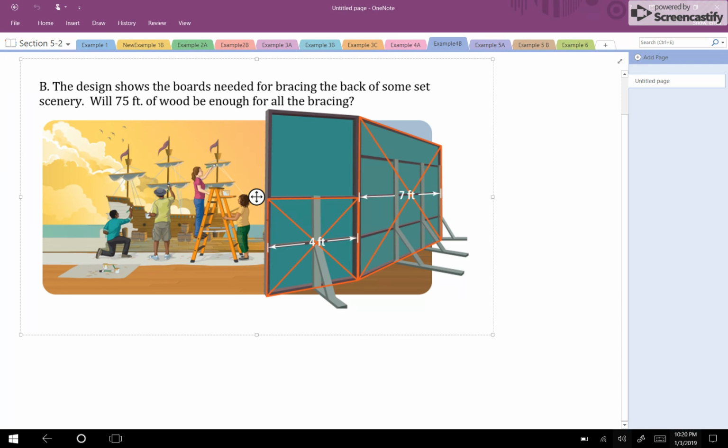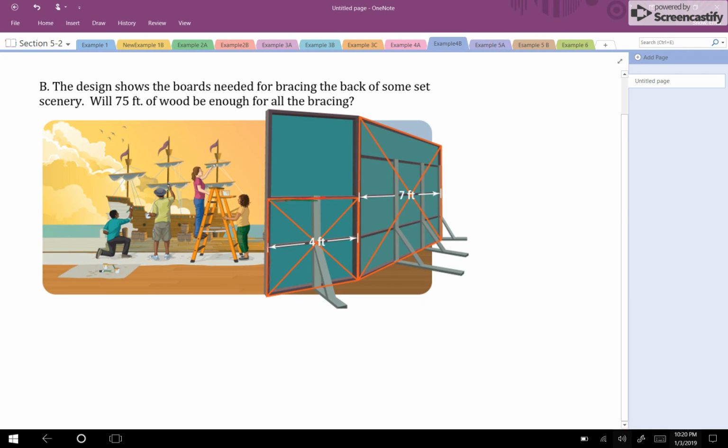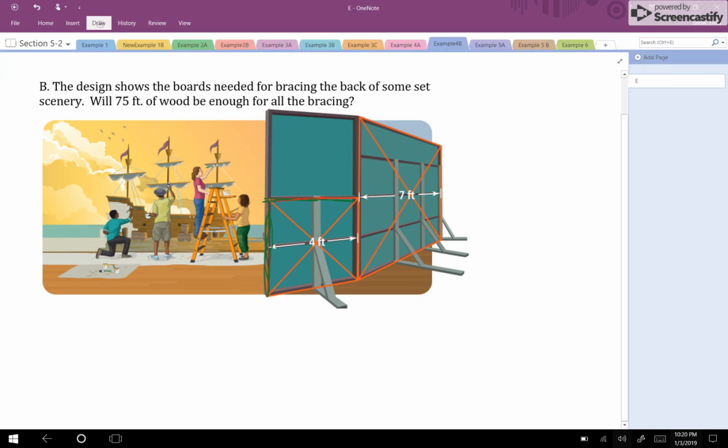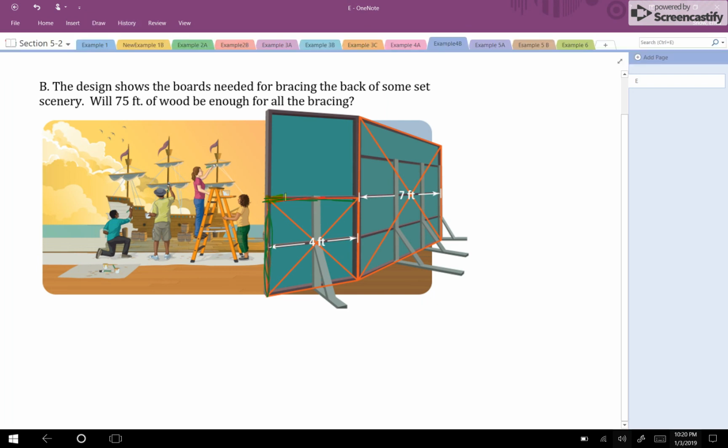So all of this orange stuff you see is our bracing. So we have a 4-foot section. I'm going to make this really thick. We have this 4-foot section, this 4-foot section right here. I'm trying to make this super thick and it's not working. I'll do a highlighter. How does that sound? So we've got this 4-foot section, this 4-foot section, and this 4-foot section.